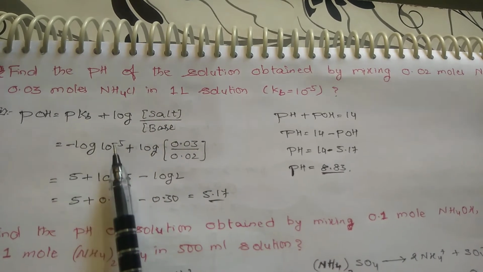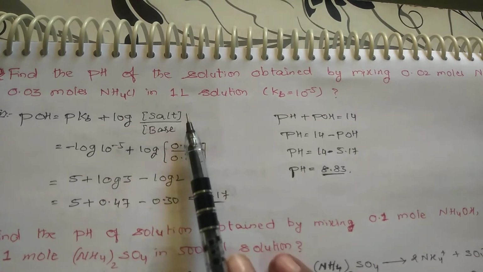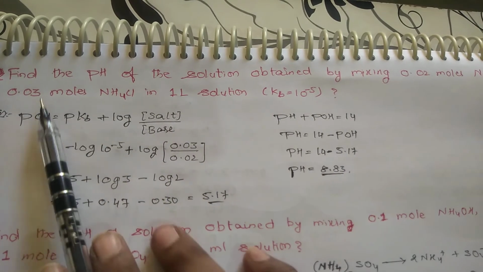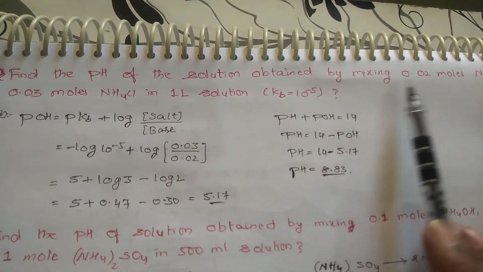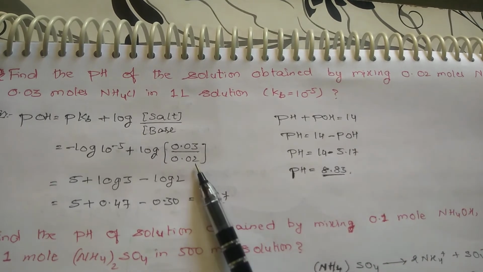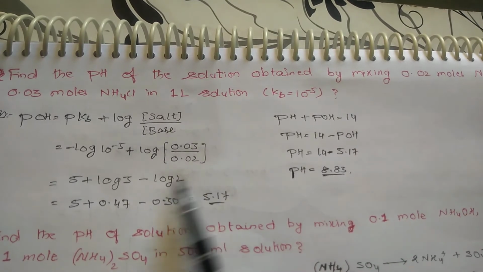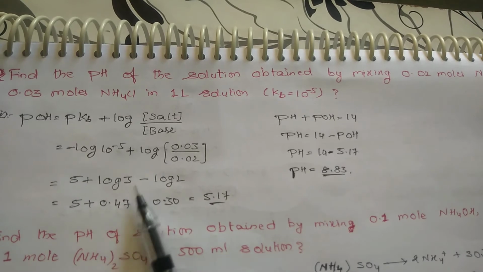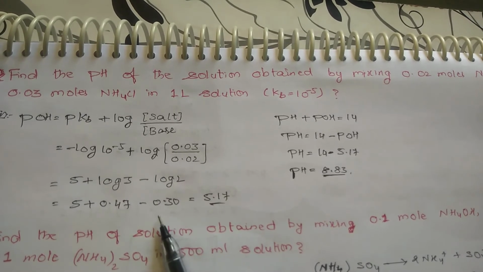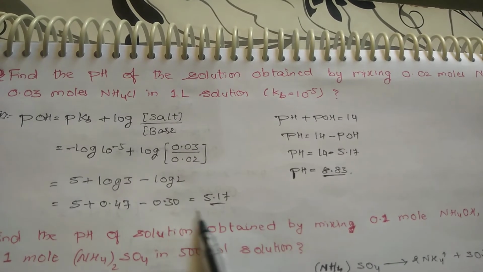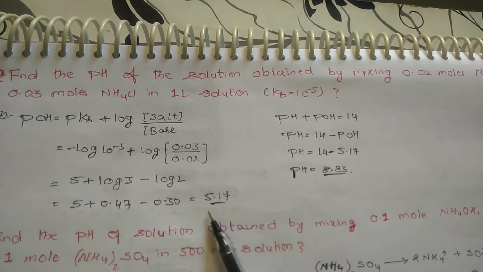So negative log 10 power minus 5 plus log salt concentration, which is 0.03, whereas the base concentration is 0.02, so that you will be getting 3 by 2. So log 3 minus log 2. So log 3 is 0.47, log 2 is 0.30. So finally you will be getting 5.17. This is the pOH value.